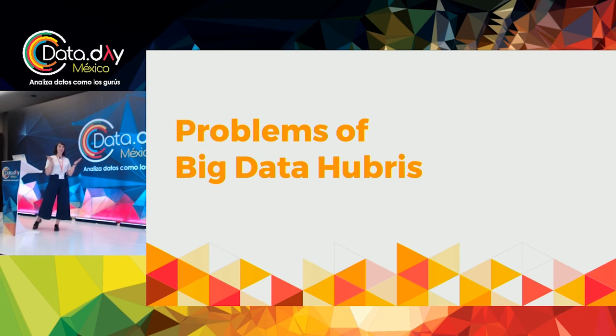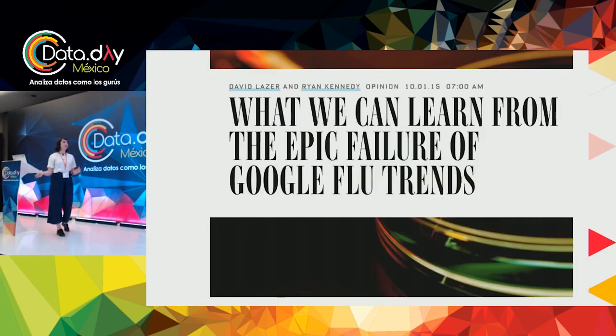And when did a problem like this happen in the real world? It happened in 2013 with Google Flu Trends. So Google partnered with the Center for Disease Control in the United States to predict the flu epidemic for that year.